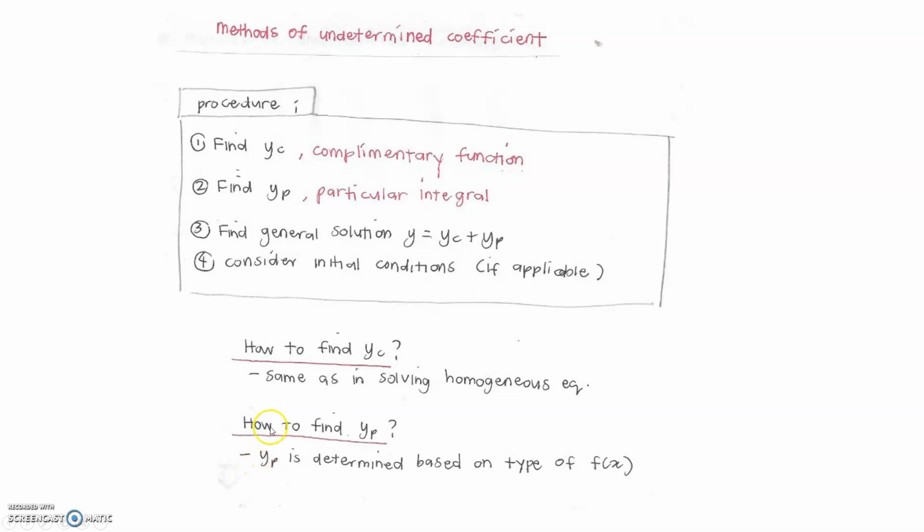Alright, so how to find yp? yp is determined based on the type of f(x). If you still remember just now in the previous slide, I did mention that f(x) can be a trigonometry function, it can be a polynomial function, or it also can be an exponential function, right? So based on the type of f(x), we can determine the yp.